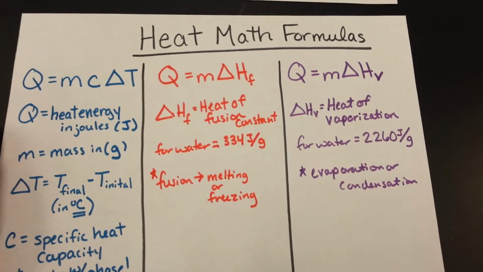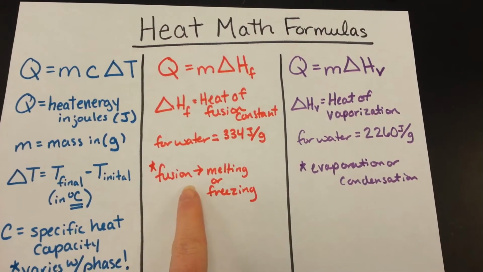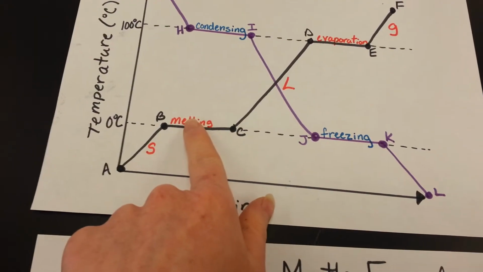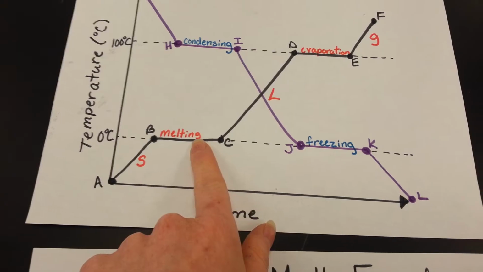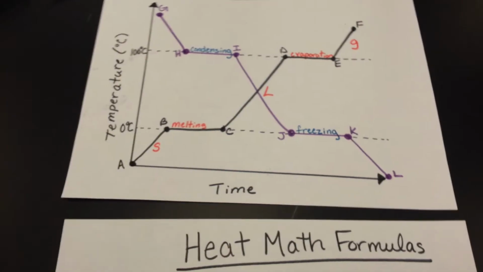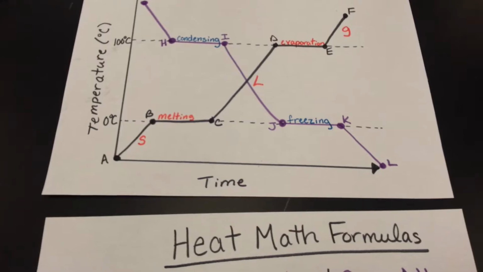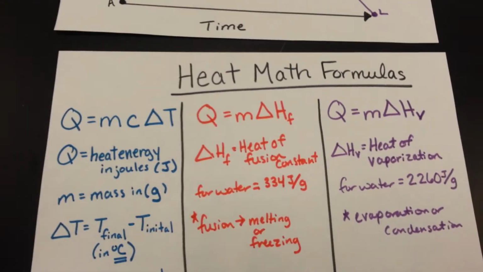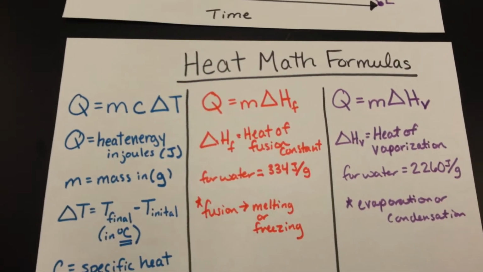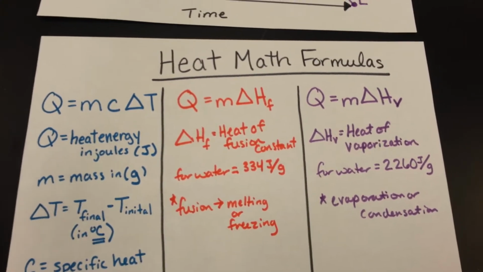So if we are dealing with the heat of fusion, ΔH_f, fusion is melting or freezing. So this formula is going to be used only when you're on the lower flat line. The freezing point is 0 degrees for water, but it's different for every substance. If you're on the melting or freezing line, then you would use ΔH_f. The formula is still m is mass, Q is still heat, but ΔH_f would be a given constant.